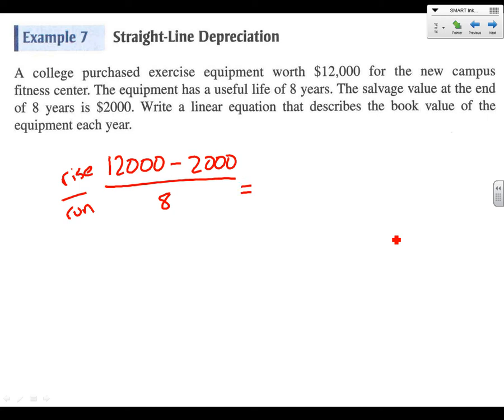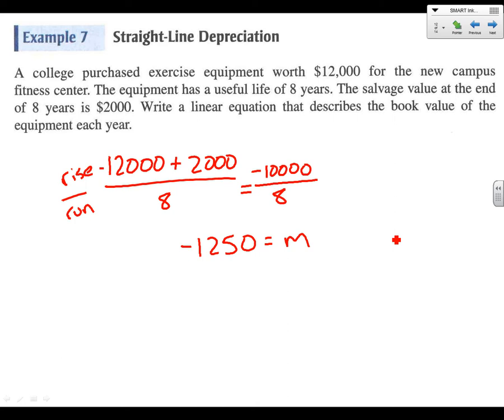So this is $10,000 we've lost. I guess I should put these in the other order. This really should be flipped, right? 2,000 minus 12,000, because we've lost money here over 8, right? And so if we're going to divide that, let's see how many times this goes in. 1,250 is our slope, okay?